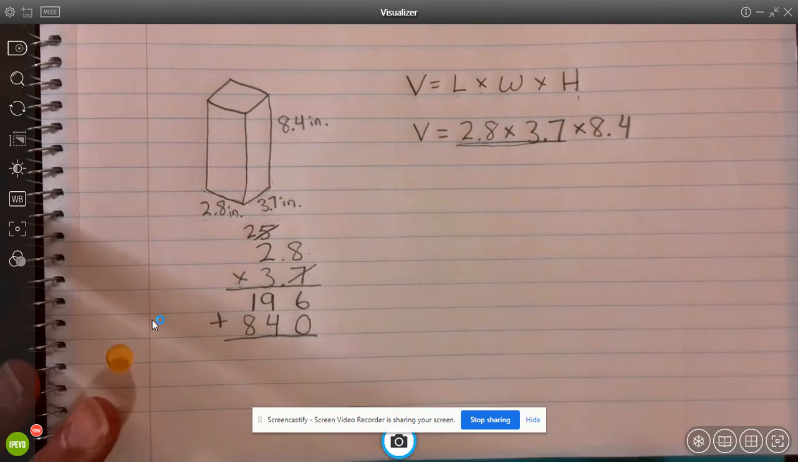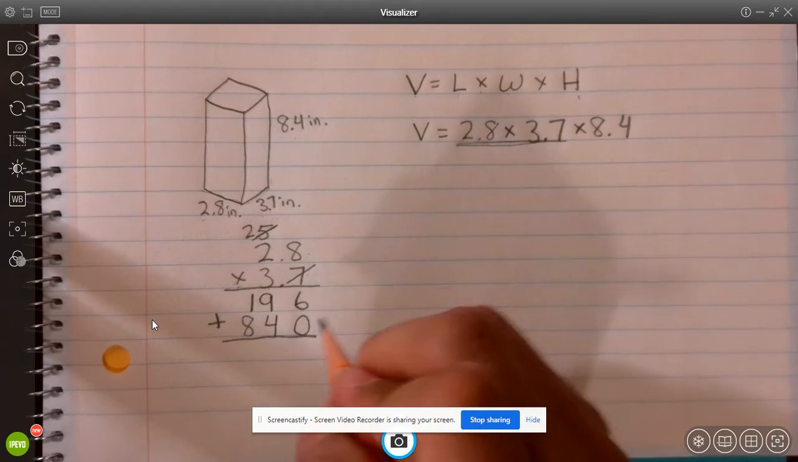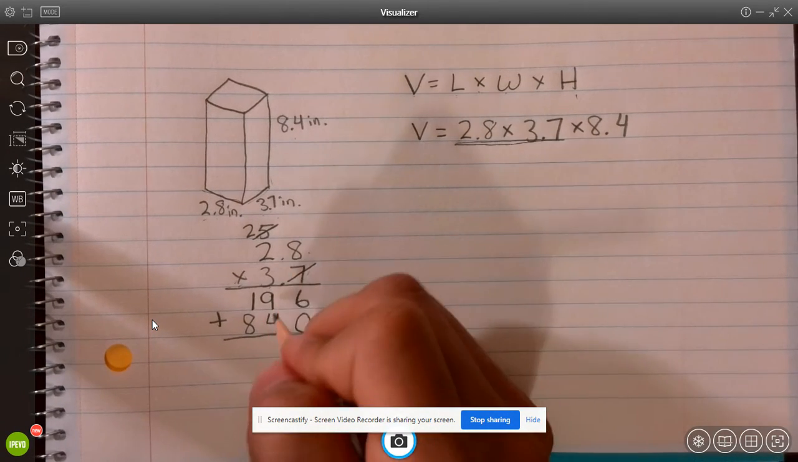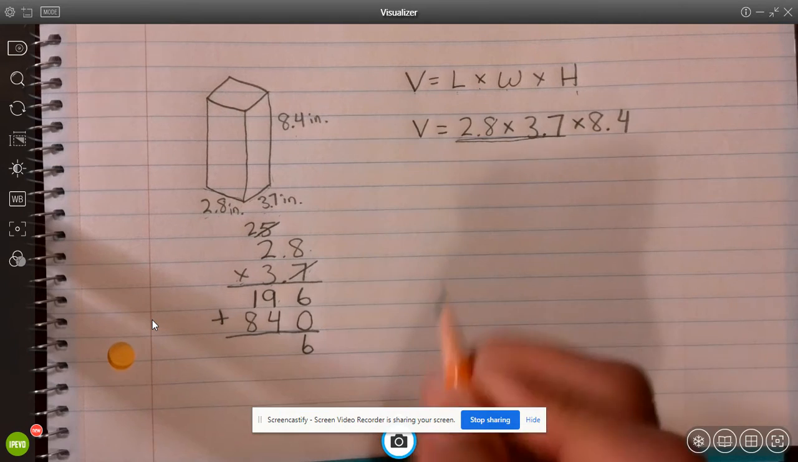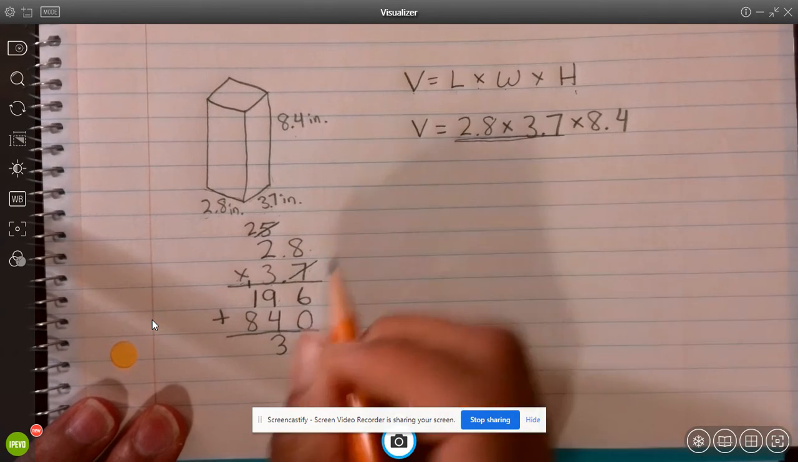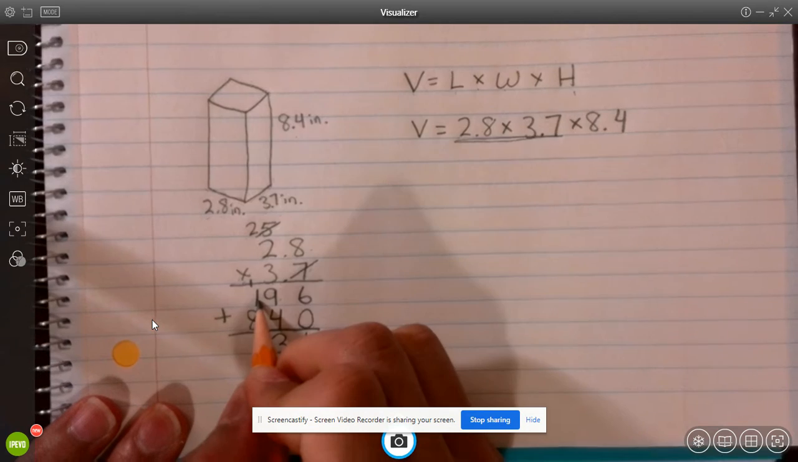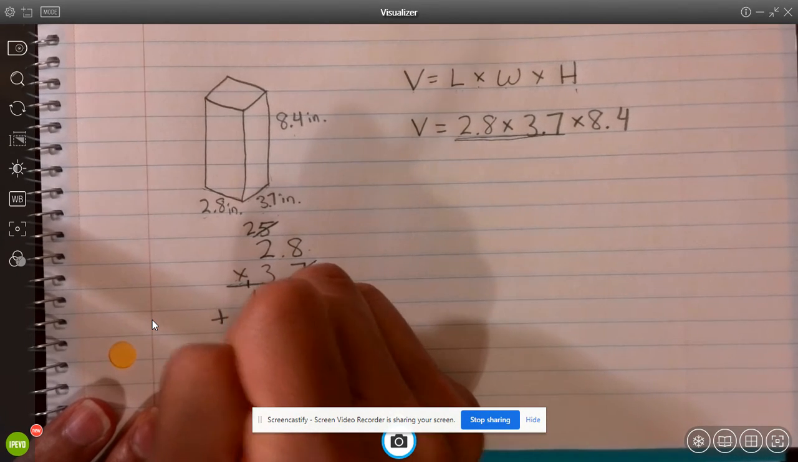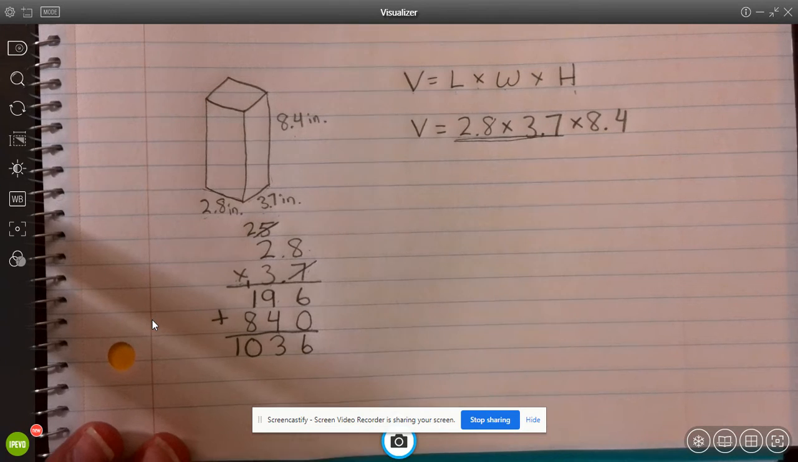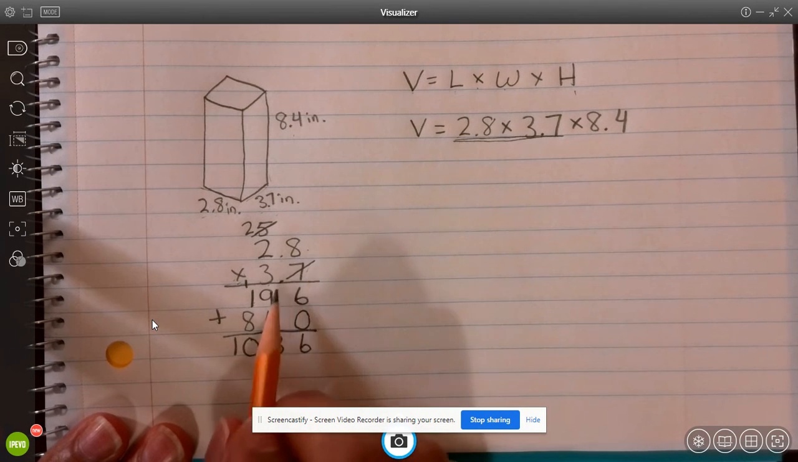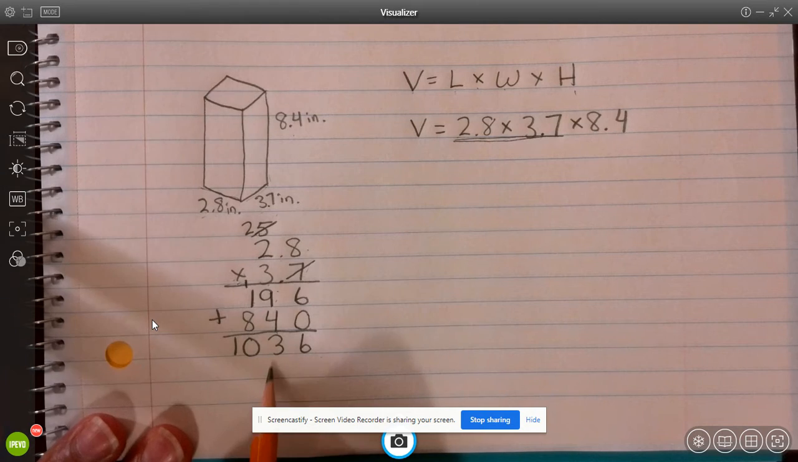Okay, now we're going to add them up. 6 plus 0 is 6. 9 plus 4 is 13. Carry your 1. 8 plus 1 is 9, plus 1 is 10. Okay, so my answer is not 1036. I have decimals that I need to put in my product.